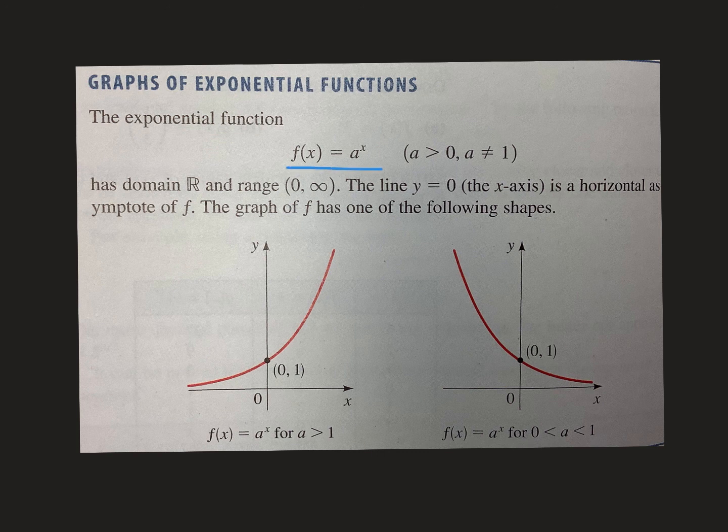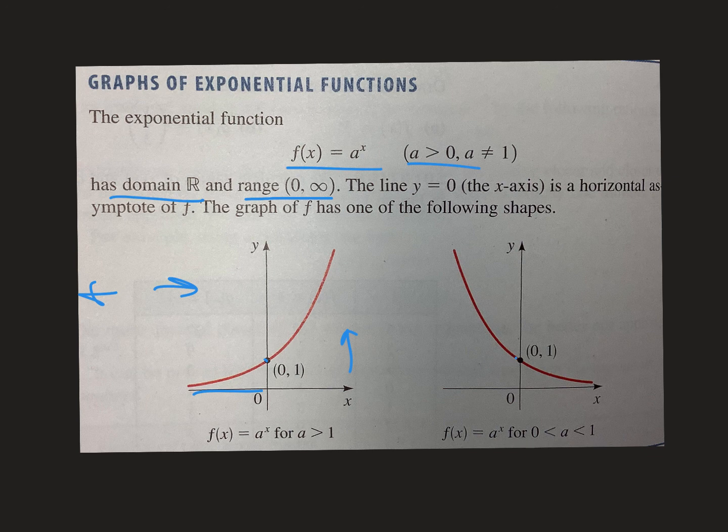Here's basically the definition of the rule. For this exponential function, where a is positive and not 1, the domain is all real numbers. The graph goes left and right forever. Remember, the domain is how far left and right it goes. And the range is from 0 to infinity because the x-axis is an asymptote. It never goes below there. And look at the point again, (0, 1).